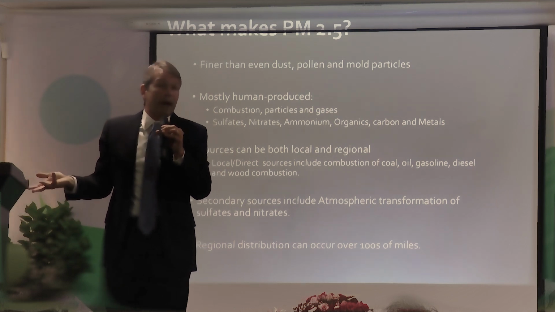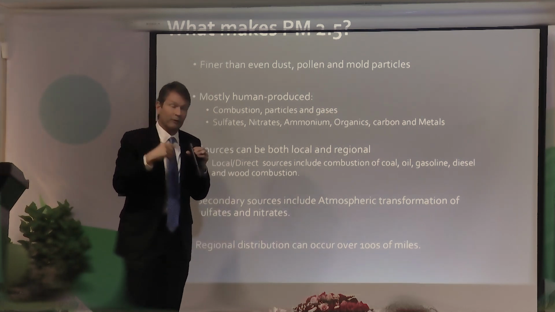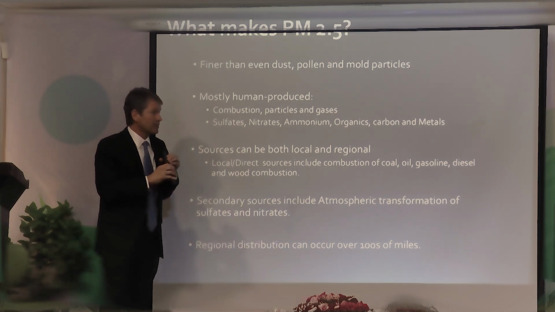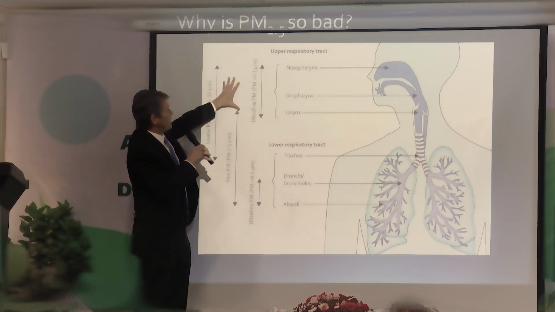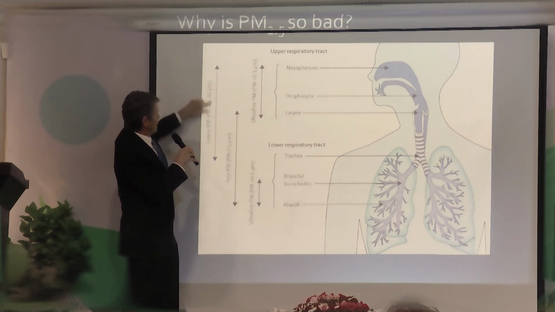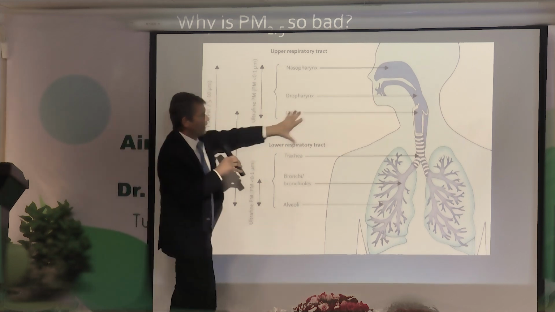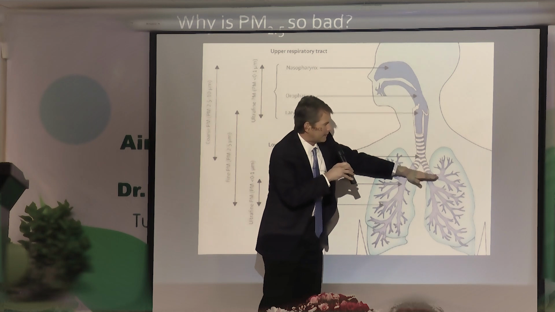It knows no boundaries, it knows no national borders. So it can be a real problem, and you have to make agreements to improve air sometimes. So as I mentioned, when you breathe in the coarse material, so anything coarser than 2.5, it gets into your airways and into what's called the bronchia.